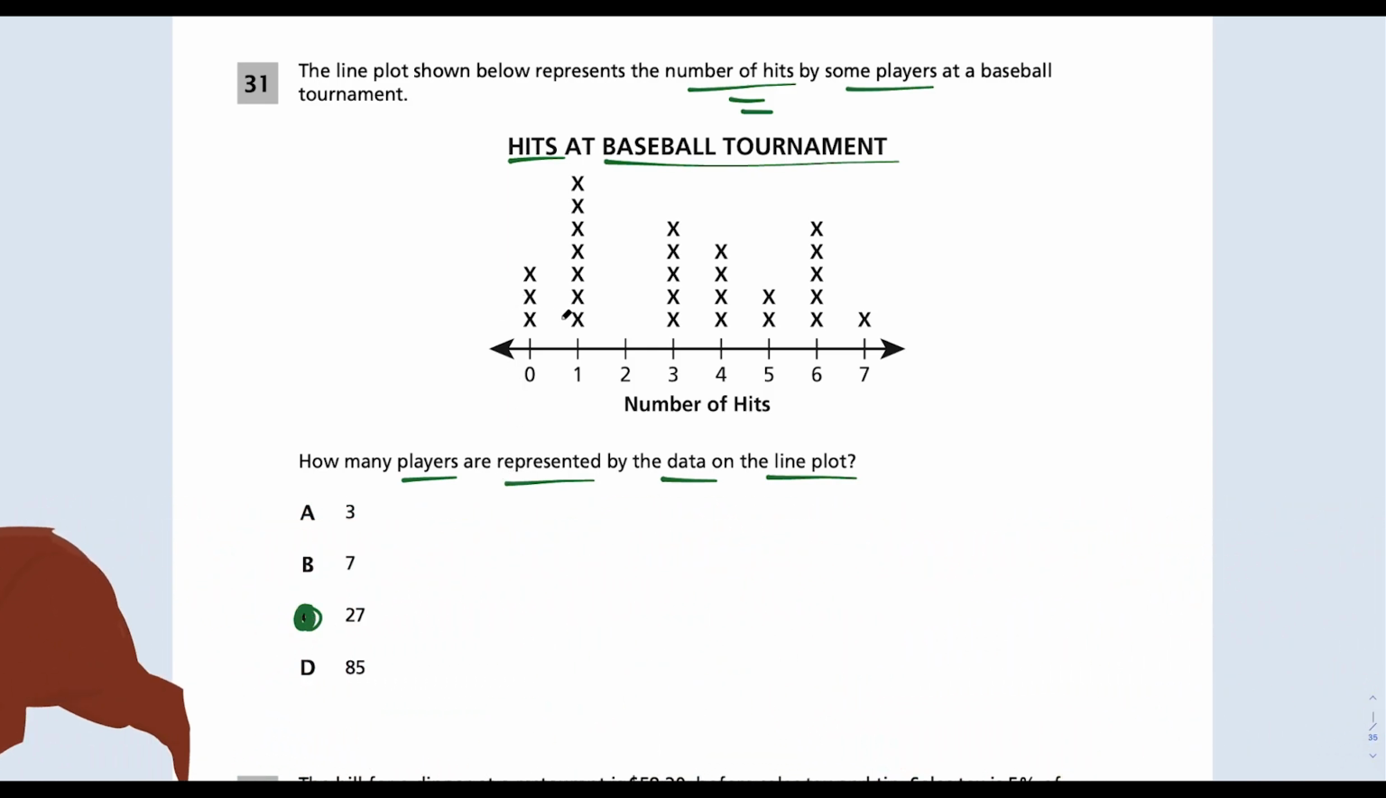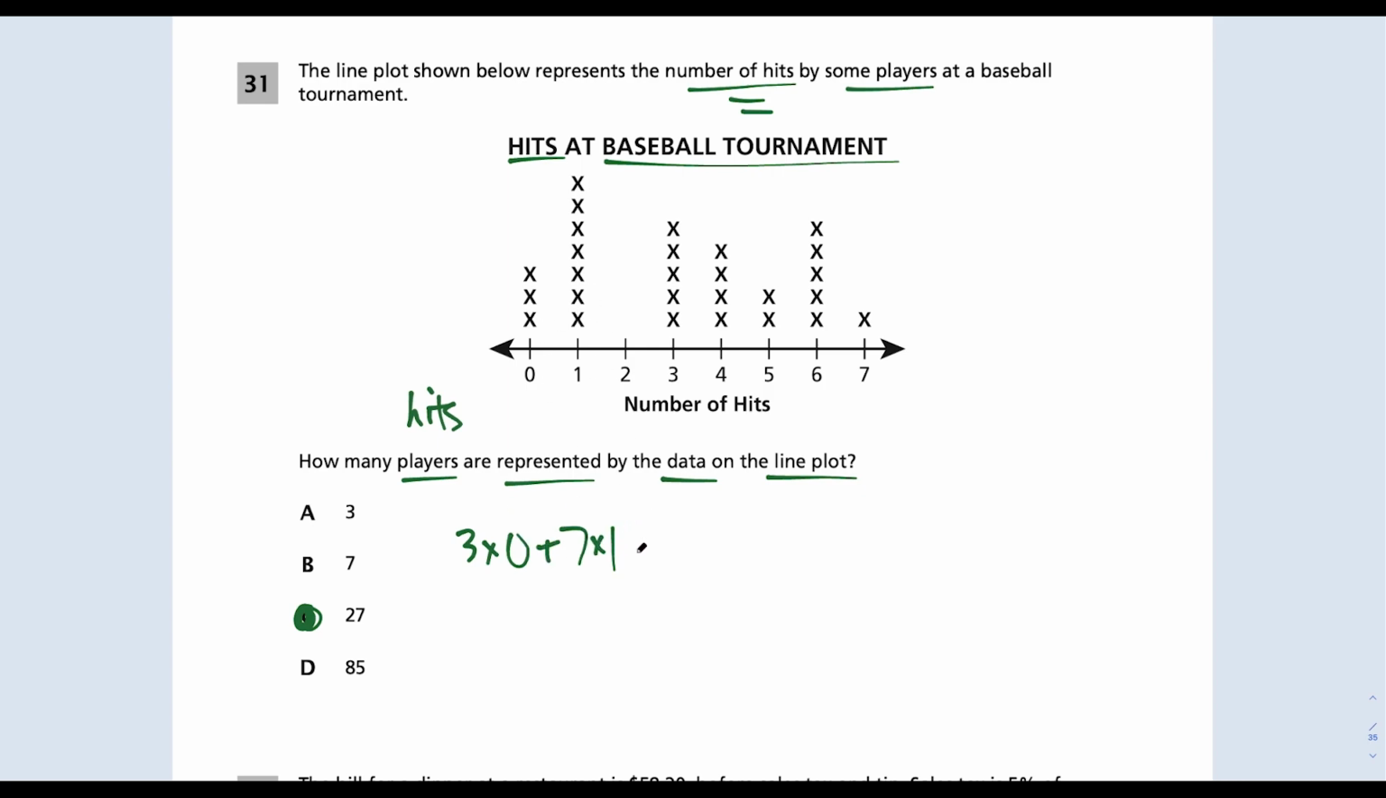A lot of students are going to read this way too quickly, and they're going to calculate how many hits are represented by the data. They're going to go, okay, 3 people got 0 hits, plus 7 people got 1 hit, plus 5 people got 3 hits, 4 people got 4 hits, 2 people got 5 hits, 5 people got 6 hits, and only 1 person got 7 hits.